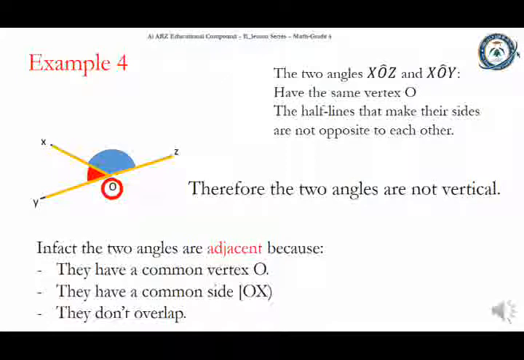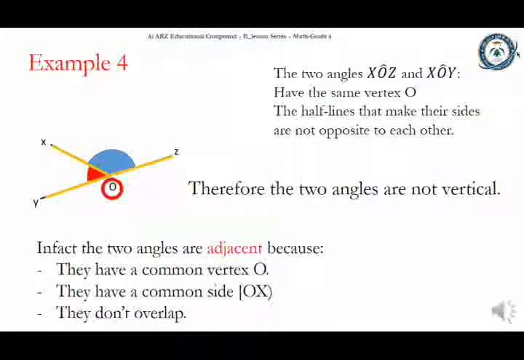The sides of XOZ are OX and OZ. The sides of XOY are XO and OY. So the half lines that make their sides are not opposite to each other. OZ is opposite to OY, but OX is a common side. So the sides are not opposite to each other. Therefore, the two angles are not vertical.